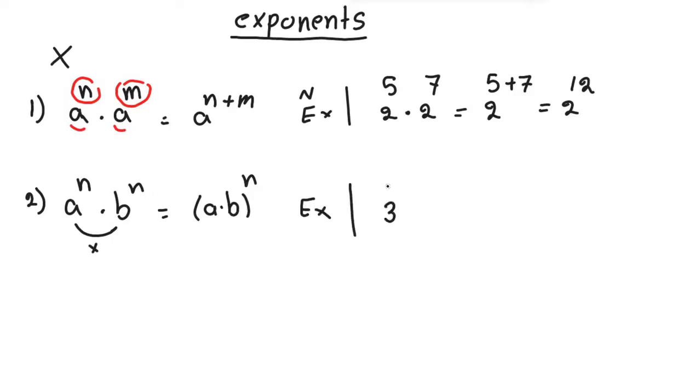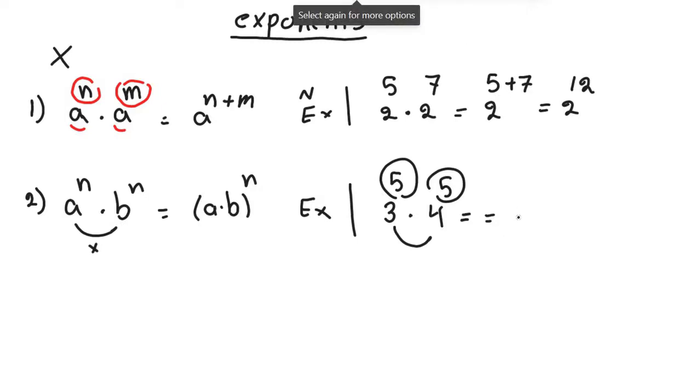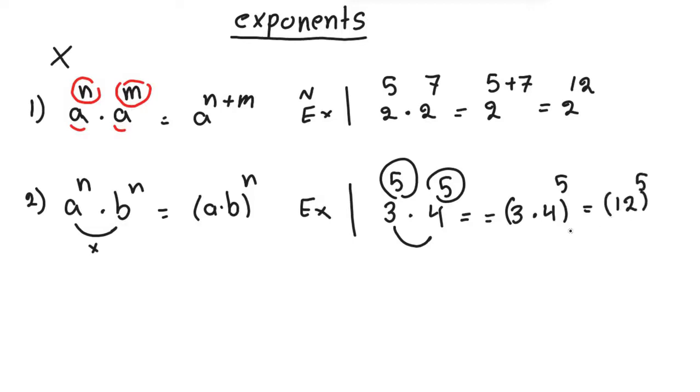A numerical example is 3 to the power of 5 multiplied by 4 to the power of 5. Here the bases are different and the powers or exponents are the same, so we multiply. We say 3 times 4 and we take one power, equal to 3 times 4, 12 to the power of 5.